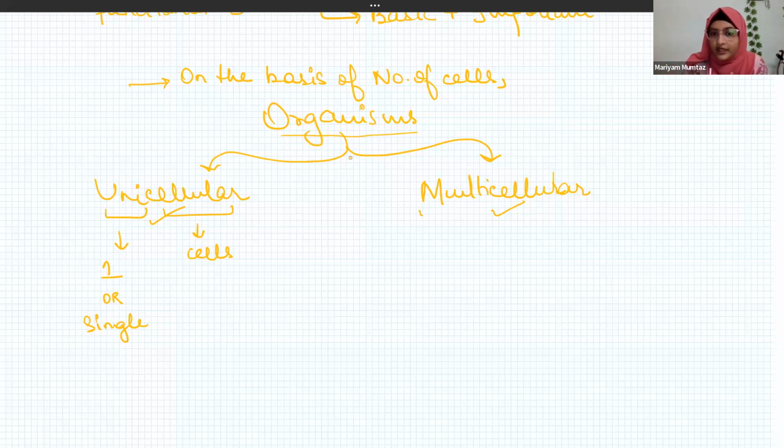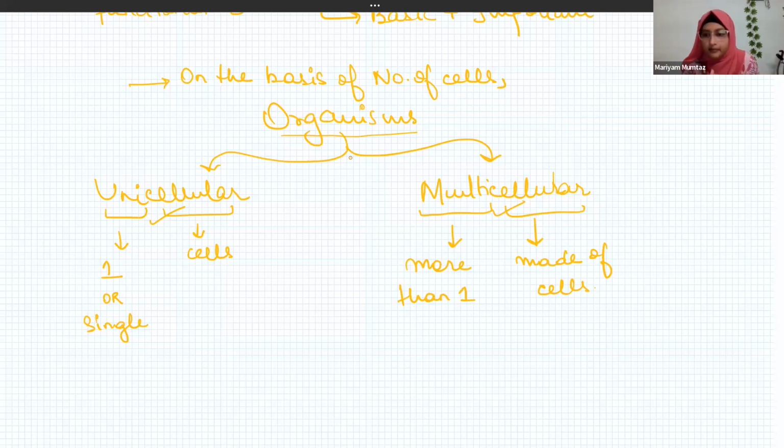In the same way, when we break the word multicellular, we break it into two parts: one is multi, and then one is cellular. So what do we understand by multi? Multiple, many, more than one, right? Anything that is more than one. So multi is more than one, and cellular is again made up of cells. So we understood that on the basis of the number of cells, every living organism is of two types. The first one is unicellular and the next one is multicellular.